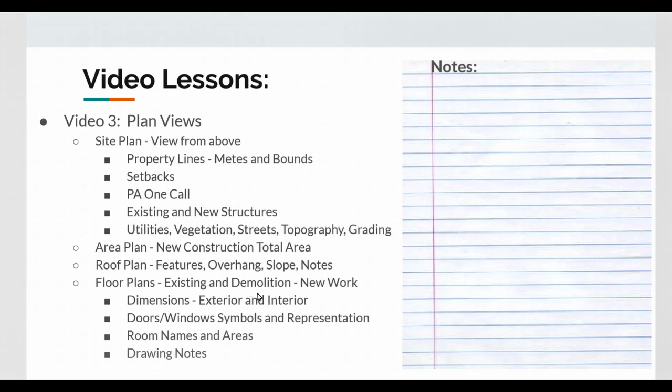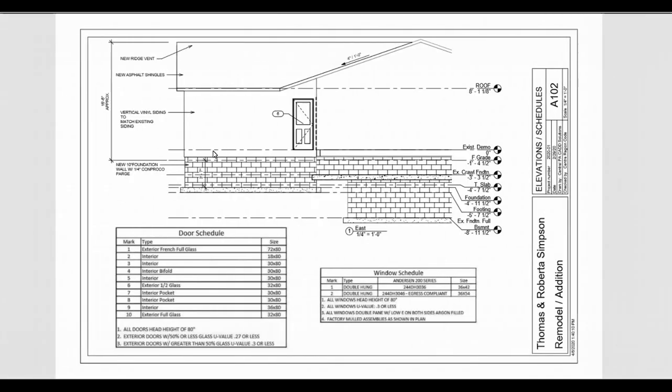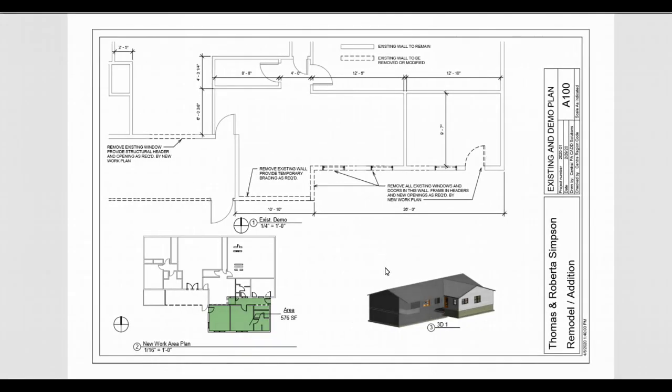The next one on the list are floor plans, and we talked briefly about existing and demolition and new work, so we'll look at that a little bit closer. Talk about some different things like how dimension formats are done, doors, windows, symbols, and their representation on the floor plans, room names and areas, and any drawing notes. Whenever we go back to this set of drawings, I'm going to start out with our very first floor plan, and it is an existing demo.